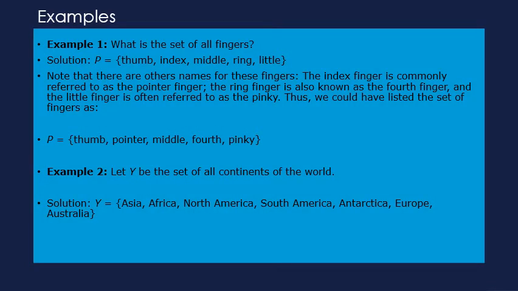Okay, examples. So we have example number 1. What is the set of all fingers? You could have set P with the elements thumb, index, middle, ring, and little, which represent all the fingers. But take note that there are other names for these fingers. Your index finger could commonly be referred to as your pointer finger.